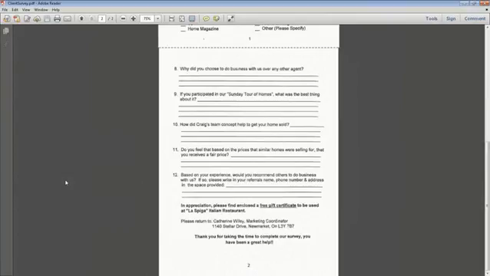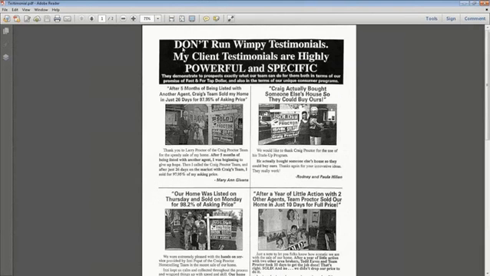Number 9, if you participated in our Sunday tour of homes, what was the best thing about it? Number 10, how did Craig's team concept help get your home sold? Number 11, do you feel that based on prices that similar homes were selling for, that you received a fair price? And number 12, based on your experience, would you recommend others to do business with us? If so, please write in your referral's name, phone number, and address in the space provided. In appreciation, please find enclosed a free gift certificate to be used at La Spiga Italian Restaurant. Thank you for taking the time to complete our survey. You've been a great help. Okay, so let's close that out now. That's the survey that you're going to use.